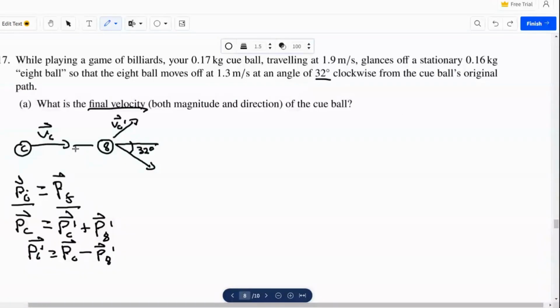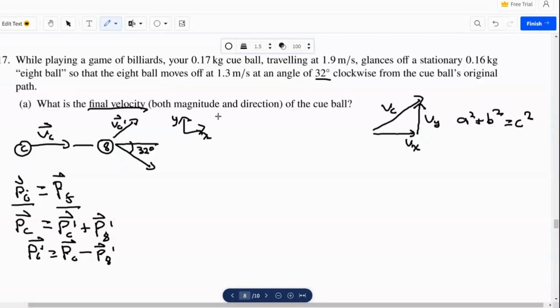In order to do this, we can split the velocity vector up into two components and solve for each of them using sine and cosine of theta with this angle. Here's what I mean. Let's say we have the velocity of the cue ball after the collision. If we can find the y component and we can find the x component, we can use the Pythagorean theorem to find our total vector. So we're going to do exactly that.